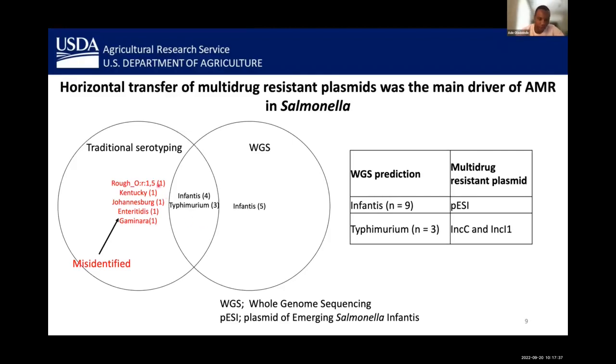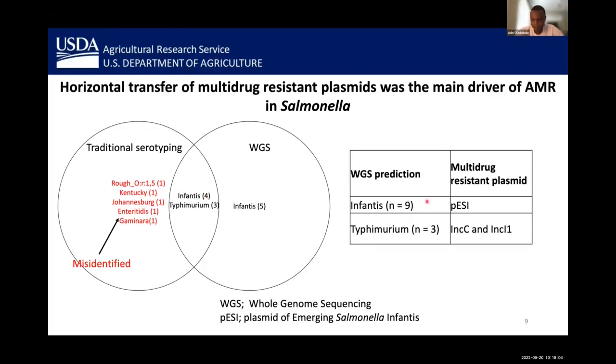The first thing is, based on the previous slide, I showed you different serotypes, but that was done through traditional serotyping. What we found was that, based on traditional serotyping, these serovars were misidentified, because through whole genome sequencing we found out that they were all Infantis. The major isolates that we sequenced were Infantis and Typhimurium, so 9 Infantis and 3 Typhimurium.